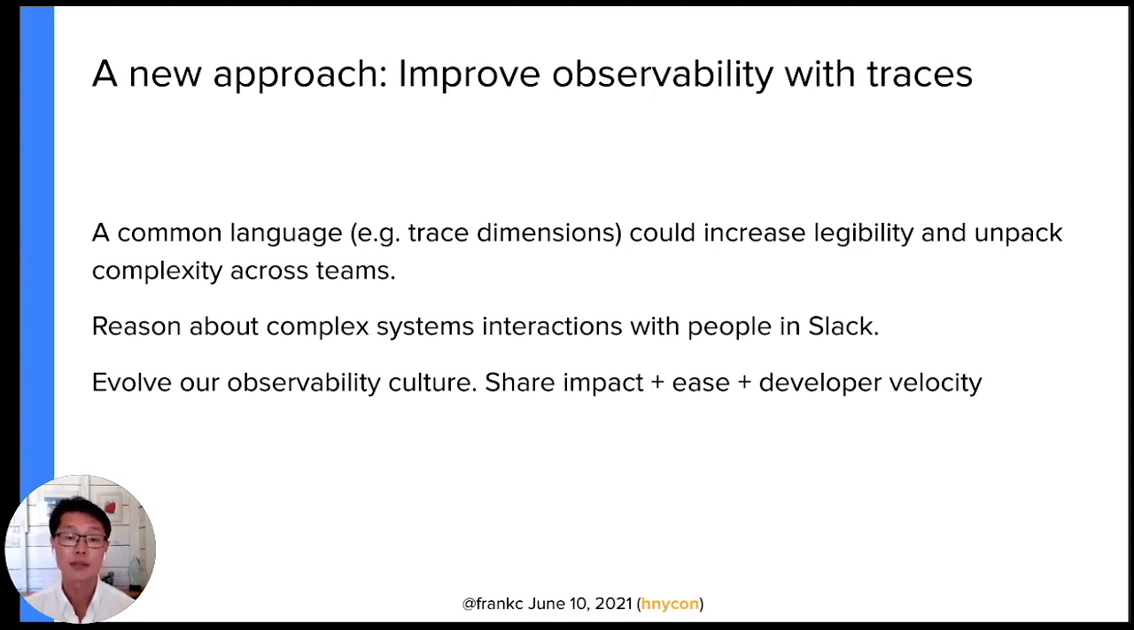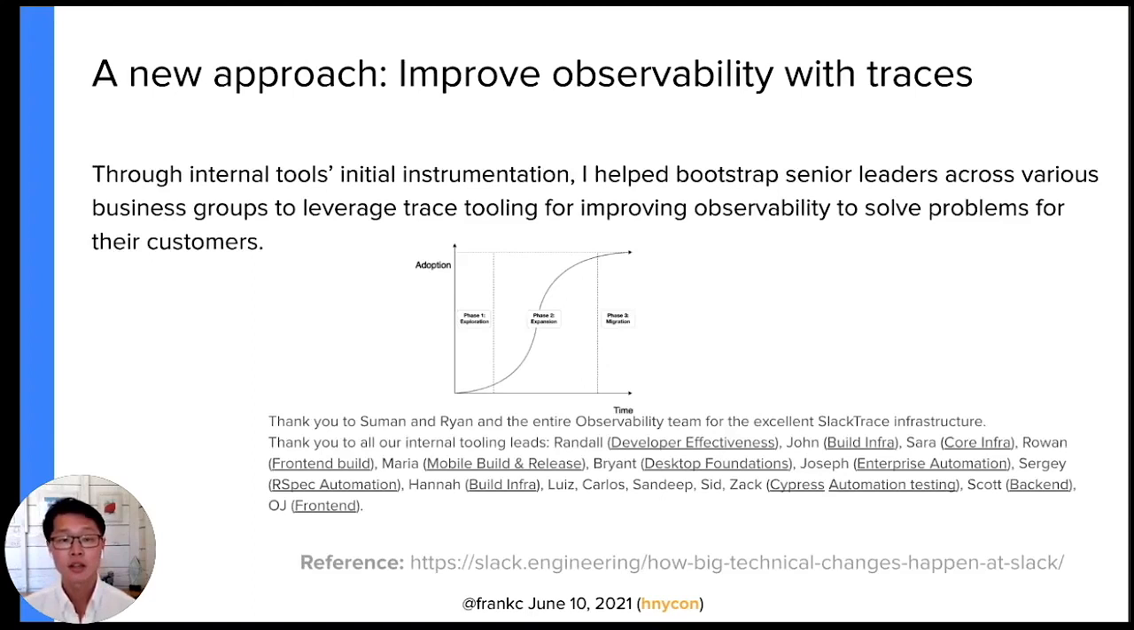How might we evolve our observability culture? How can we share business impact, ease of implementation, and increases in developer velocity? This body of work was a slow conspiracy, sprinted on between many teams, and didn't happen overnight. I want to say a special thank you to Suman and Ryan on the observability team who founded this thesis around SlackTrace and all the folk who improved the CI ecosystem with traces. During this Q&A session, I'd love to hear your stories on what drove adoption and what didn't. But first, how did we come to this approach?